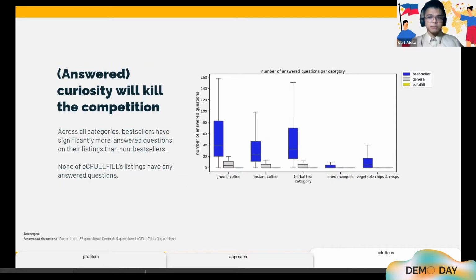Lastly, another feature with the potential to launch a listing to success is to entice user curiosity. Bestsellers significantly have more answered questions. This may be a critical point of improvement of Easy Fulfill products, as none of its listings have any answered questions.